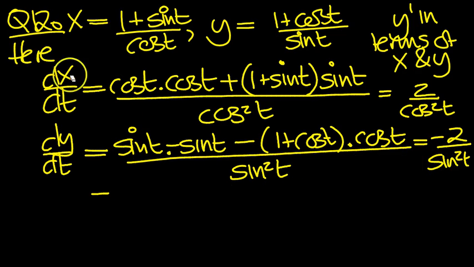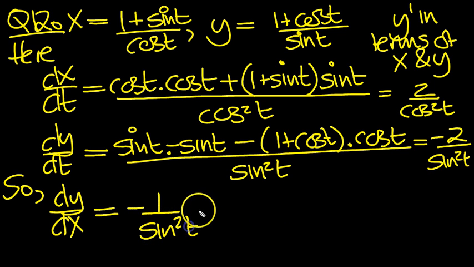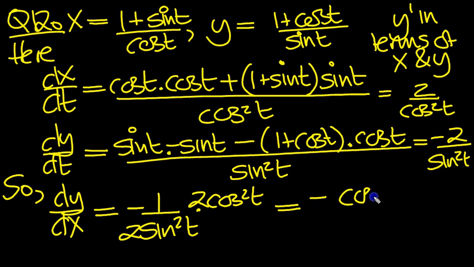So now, let's write down dy/dx then. dy/dx is equal to dy/dt divided by dx/dt. The 2's will cancel, so we don't need to write them down. It's minus 1 over sine squared, divided by, or times by 1 over dx/dt, so it's times by cosine squared over the 2, which we cancelled anyway. Or we can put the 2's in so there's no confusion. So we end up with minus cos squared over sine squared t.